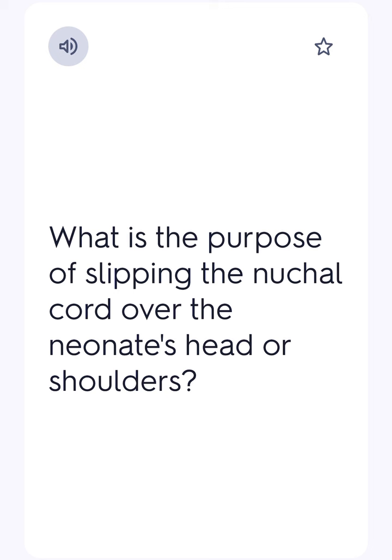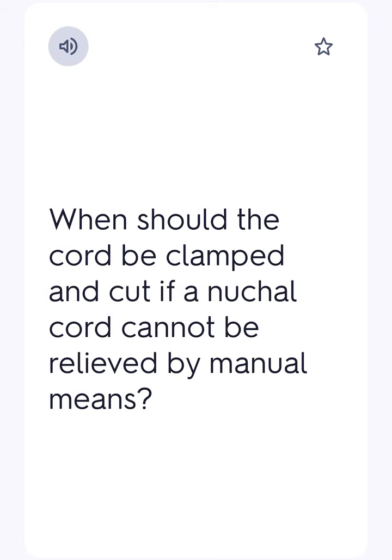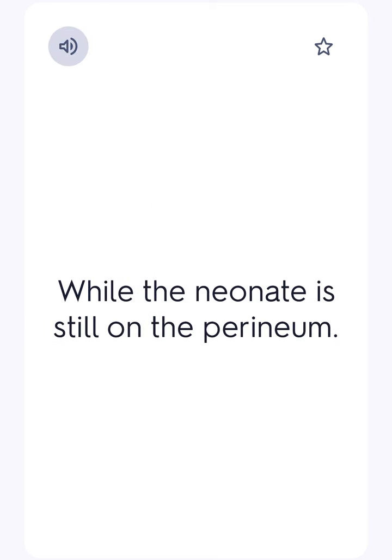What is the purpose of slipping the nuchal cord over the neonate's head or shoulders? To relieve the cord from being wrapped around the neonate's neck. When should the cord be clamped and cut if a nuchal cord cannot be relieved by manual means? While the neonate is still on the perineum.